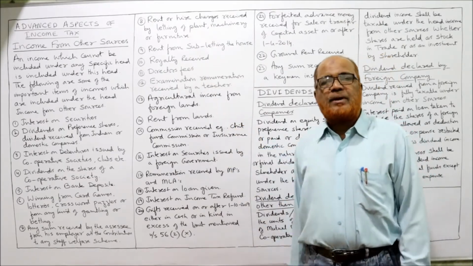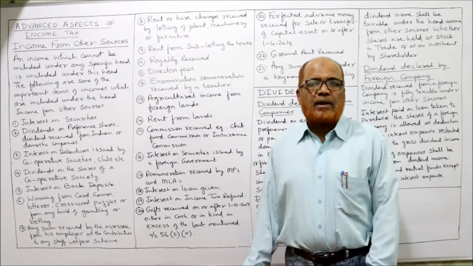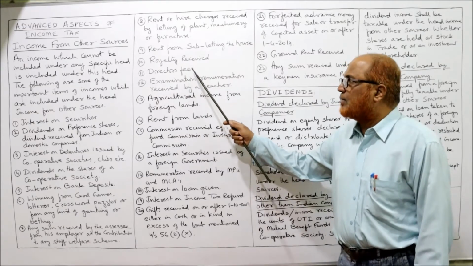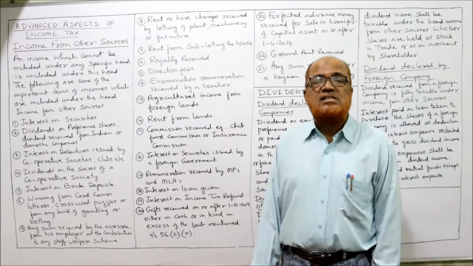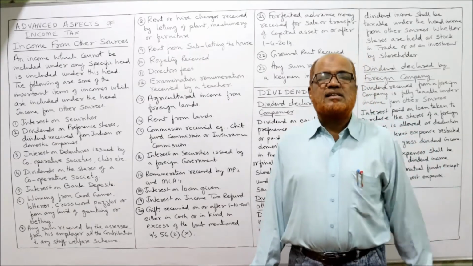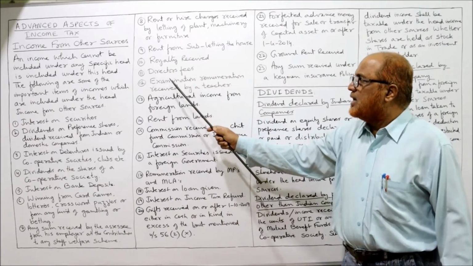Royalty received. If a person receives royalty on the basis of any copyright or patent right, etc., that royalty is also taxable under income from other sources. Directors' fees received by the directors of companies. If a director is receiving director's fees, that is also taxable under income from other sources.